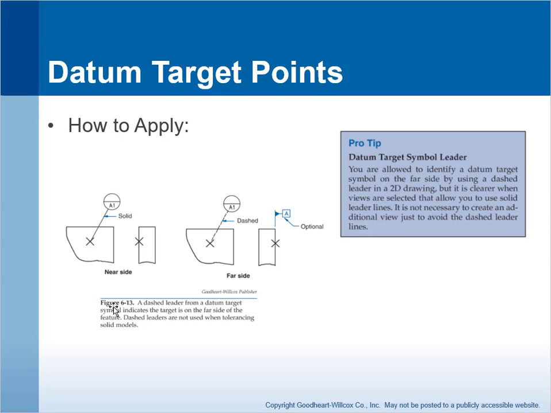Now, when the datum is on the opposite side, then what we're going to do is dash the line that ties the datum. That indicates that in this view, the target is actually on the other side. That's indicated by this picture right here. And it would be optional to put the datum square in that point.